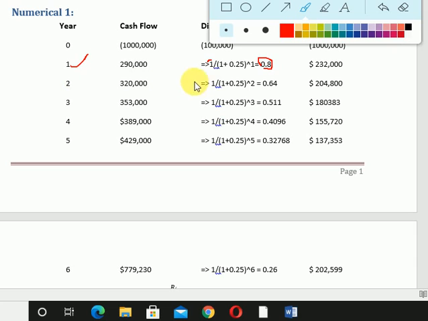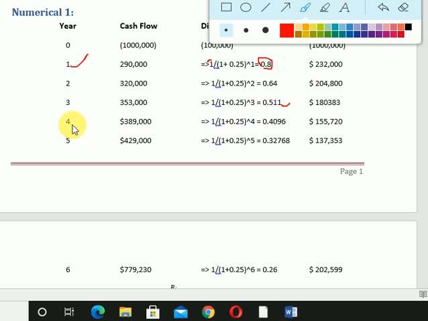For the second year discounting factor, 1 divided by 1 plus 25% raised to the power 2 is equal to 0.64. Similarly, for the third year, 1 divided by 1 plus 0.25 raised to the power 3, where n is 3, is equal to 0.511.